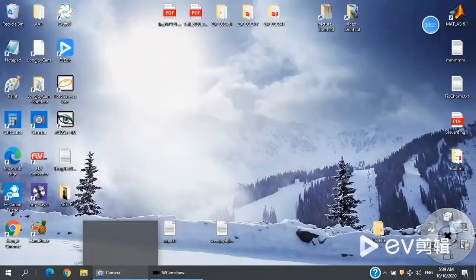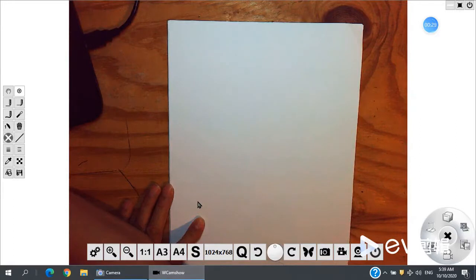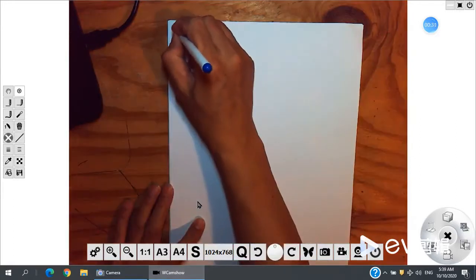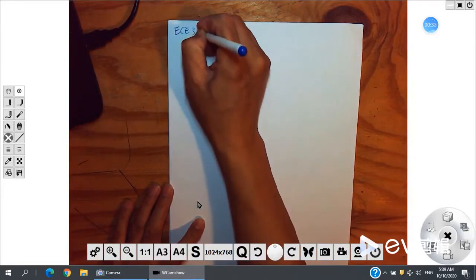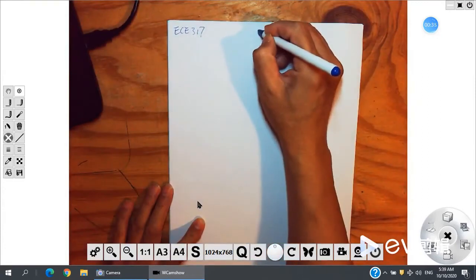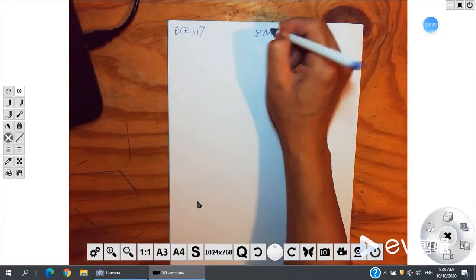ECE317 DSP I. Today we will keep working on the topic about how to apply Z-transform to solve system. Last time we had an example. I didn't finish it, so we start from that. Alright. Okay. ECE317. This is for the 8th week Wednesday's class.